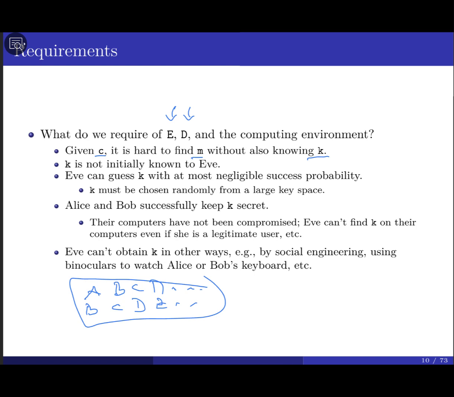Most of all, the key is not known to Eve. She doesn't know this key in advance. Eve can guess the key with at most negligible success probability. What does that mean here?